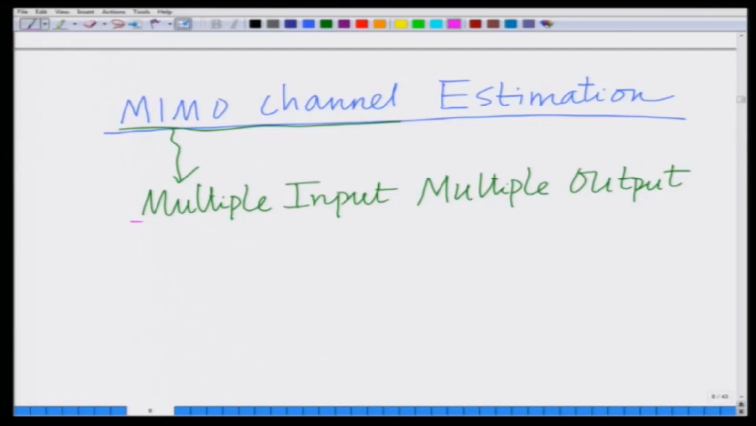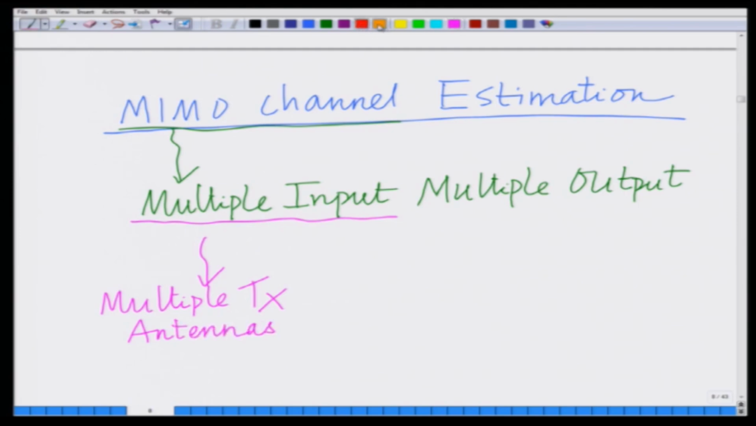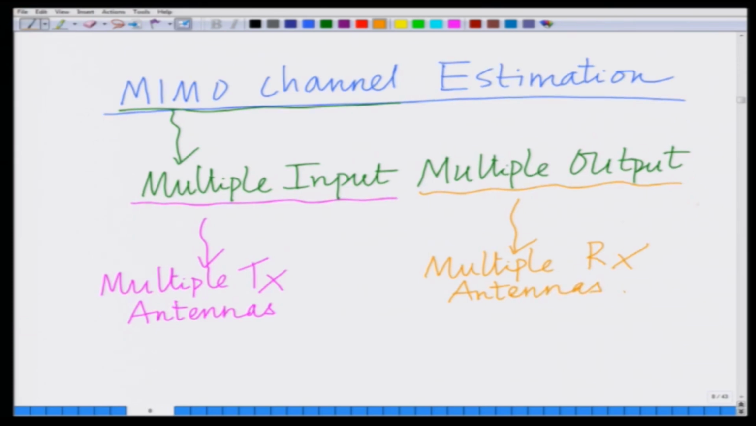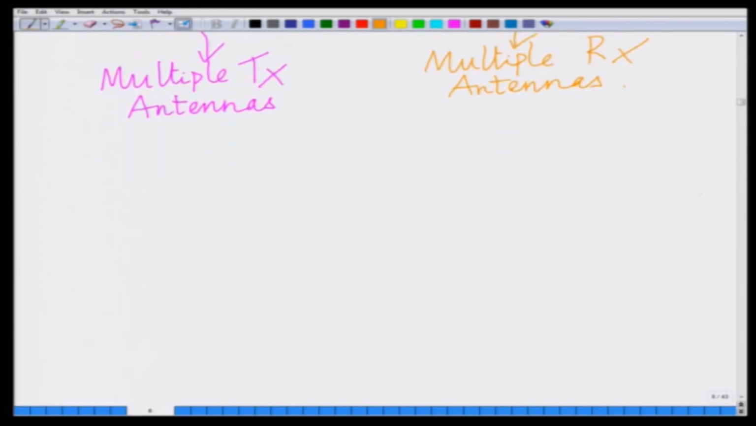So this multiple input refers to the multiple transmit or TX antennas, and the multiple output aspect refers to the multiple receive antennas. When we say multiple we mean more than one: multiple transmit antennas and multiple receive antennas. That makes a MIMO wireless system.